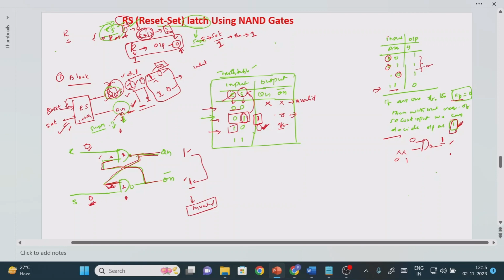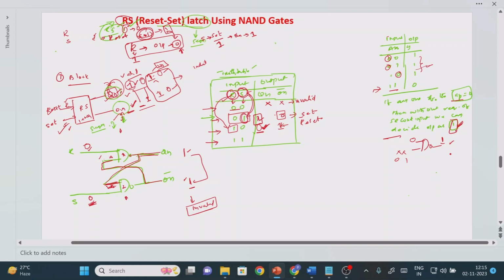So what is this condition we call? S is activated, right? S activated means we call it the set condition. And here, what is this value? R is activated. R activated means we call it the reset condition. Reset means output 0, set means output equal to 1. Just remember that these are the complement to the Qn value, that's one, right?